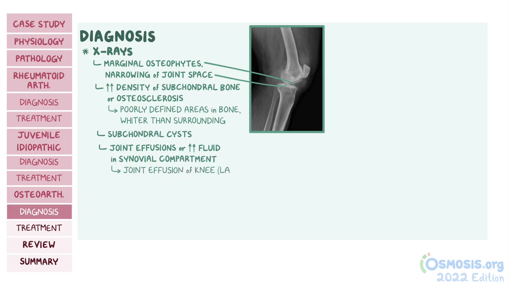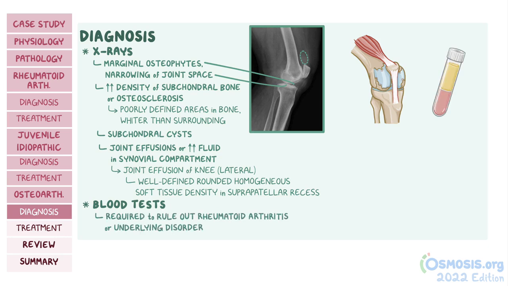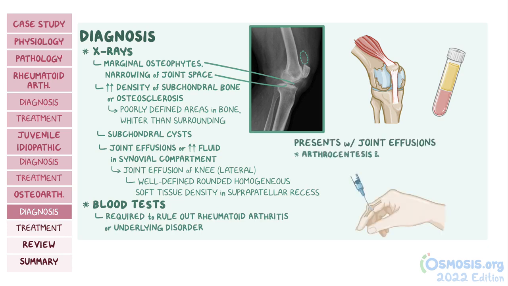Joint effusion of the knee is typically seen on a lateral radiograph as a well-defined, rounded, homogeneous soft tissue density within the suprapatellar recess. Blood tests are normal in osteoarthritis, but are required to rule out rheumatoid arthritis or any underlying disorder causing secondary osteoarthritis. If the individual presents with joint effusions, arthrocentesis and synovial fluid analysis can help differentiate it from other arthritides. In osteoarthritis, synovial fluid is usually clear, viscous, and has under 2,000 white blood cells per microliter.